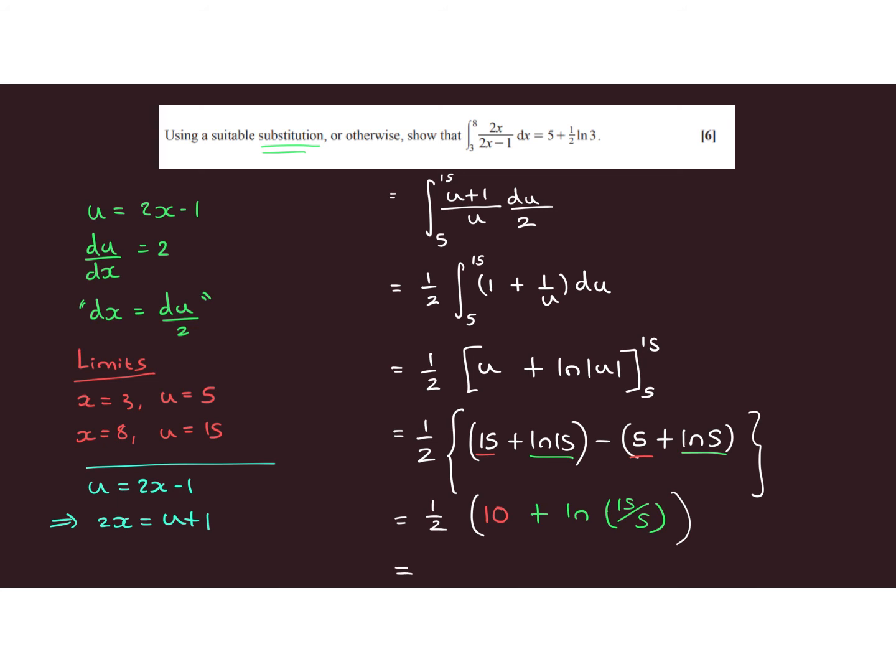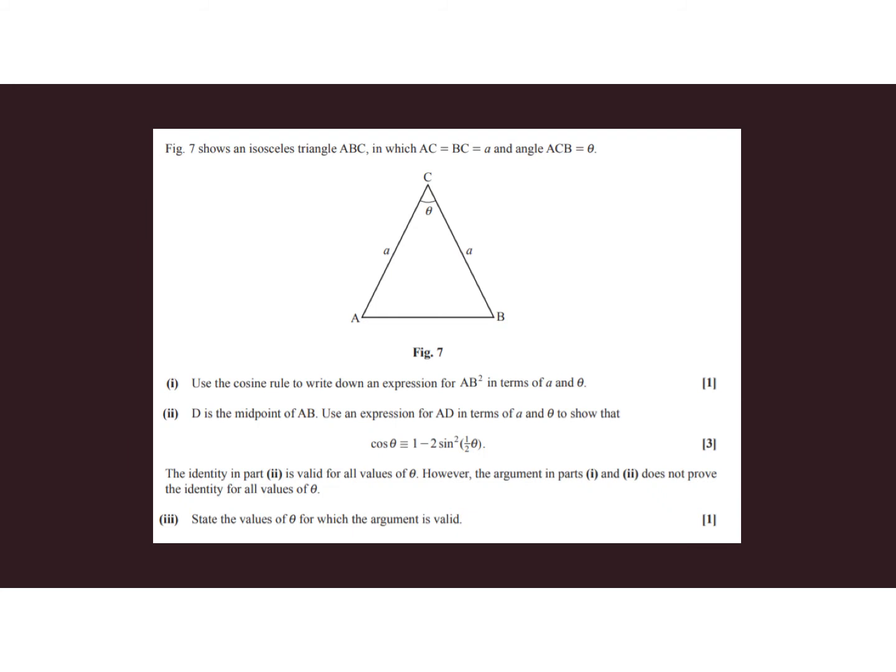And then multiply both terms by a half, so we have 5 plus a half ln 3, which is the answer that we were required to achieve. So the final question is a trigonometry question. We have an isosceles triangle ABC. We know this side and this side are equal, and angle ACB is theta. Use the cosine rule to write down an expression for AB squared in terms of A and theta.